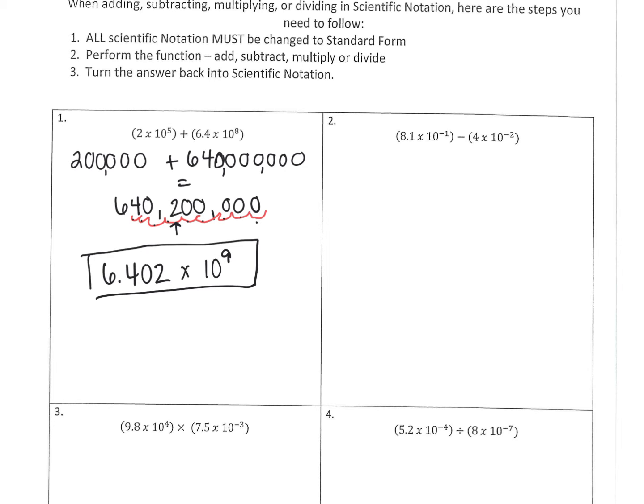Now let's try the next one. We have 8.1 times 10 to the negative first, minus 4 times 10 to the negative second. So 8.1 times 10 to the negative first is actually going to be move it over 1 to the left because it's negative. So now we have 0.81 minus 4 times 10 to the negative 2, move it over 1, 2, 0.04.